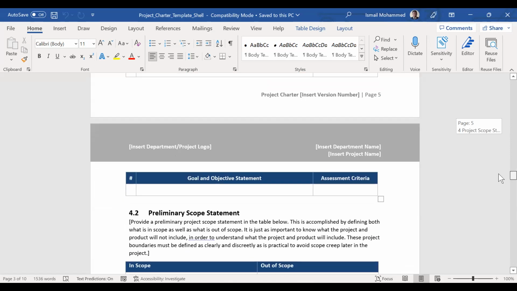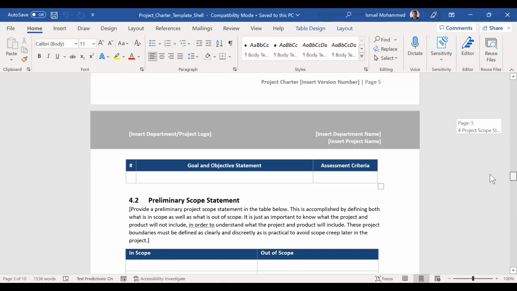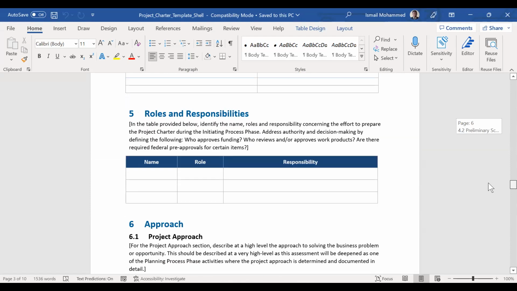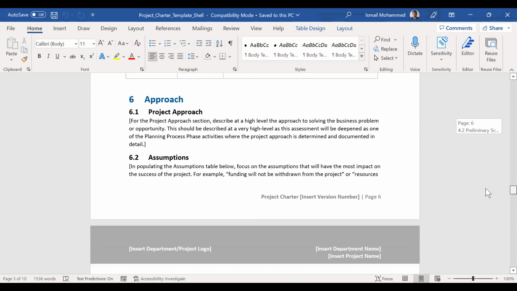Can you go to approach, please? Yeah. The project approach is the high-level business view of how you are approaching the project, which model or methodology you are using to execute the project. You mention whether it is agile or waterfall process model.